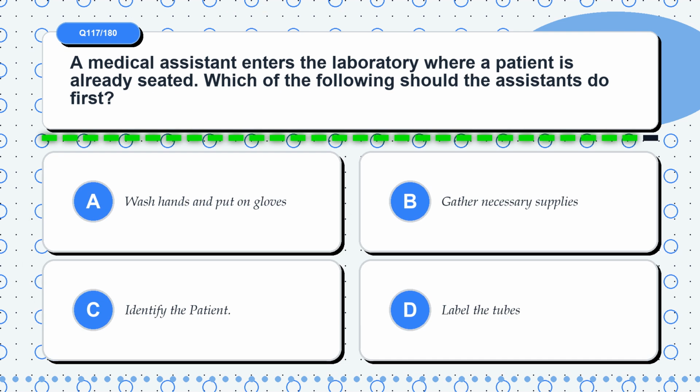Question 117. A medical assistant enters the laboratory where a patient is already seated. Which of the following should the assistant do first? Here are the options. Option A, wash hands and put on gloves. Option B, gather necessary supplies. Option C, identify the patient. Option D, label the tubes.